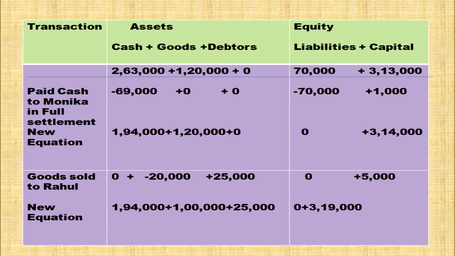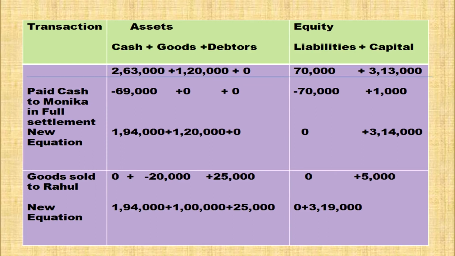And goods are sold to Rahul, so a debtor is arising. So, the debtors column should be included in the asset side. So, plus 25,000. It is sold for rupees 25,000. So, the selling price is 25,000. Debtors are arising for rupees 25,000. Selling price 25,000 minus cost price 20,000. So, 5,000 profit as the selling price is more than the cost price. That profit is added with the capital.